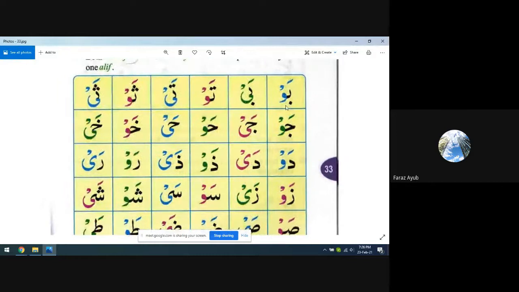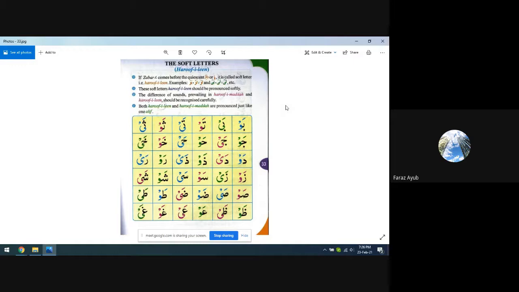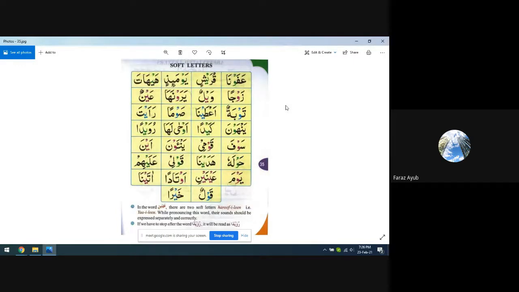So most of the people are confusing about these letters and these types of letters. So if you want to spell this word, spell it like ba zabar waw bow. So most of the people read it boo. The spelling of boo is ba pesh waw. So this is the lesson we can practice like ba zabar waw bow and ba zabar ya bay, ta zabar waw taw and ta zabar ya tay. So this is the exercise in these letters.